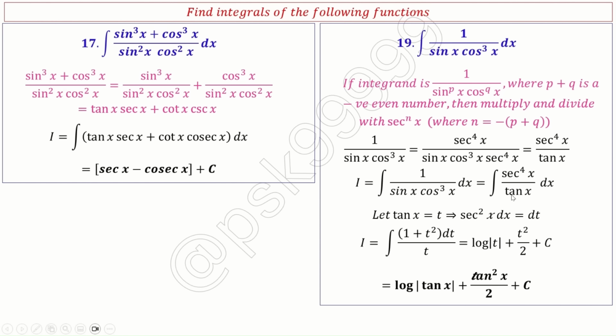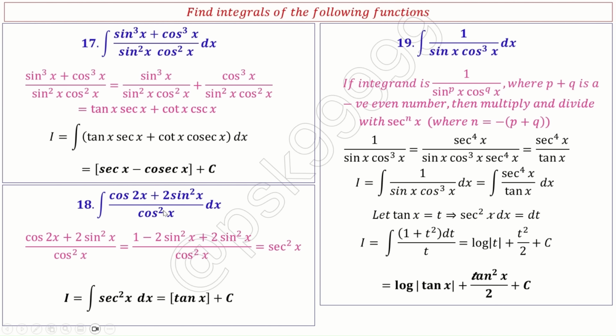Now this is simple. If I take tan x as t, then secant square x dx is dt. Then I am left with basically secant square x dt, correct? So secant square x is 1 plus tan square x, that is 1 plus t square, dt divided by t, which is log t plus t square by 2 plus constant. So if I put the t value back, then I get log of tan x plus tan square x by 2 plus constant.